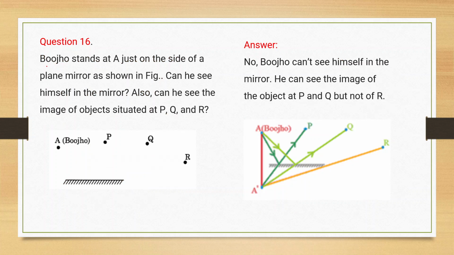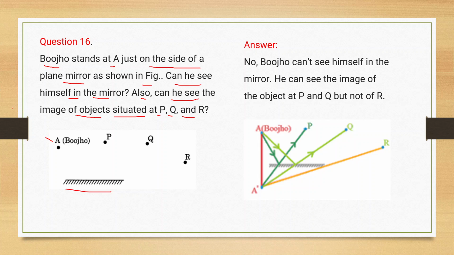Now next, Bojo stands at A, just on the side of a plane mirror as shown in figure. Like this. ये plane mirror है और Bojo यहाँ side में खड़ा है. Can he see himself in the mirror? Also, can he see the image of objects situated at P, Q and R?